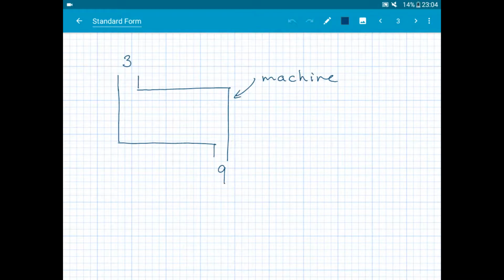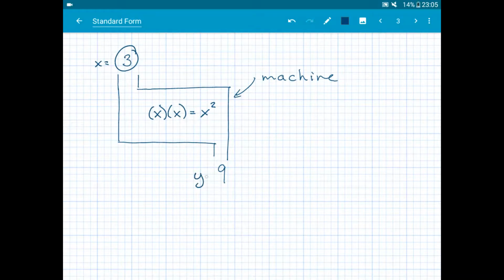So let's take a look at this machine here. This is a different machine. It takes the number here and multiplies it by itself. So whatever this number is, let's say x, it multiplies by itself, x, which is x squared. And so this is the x, and this is the output, which is the y.